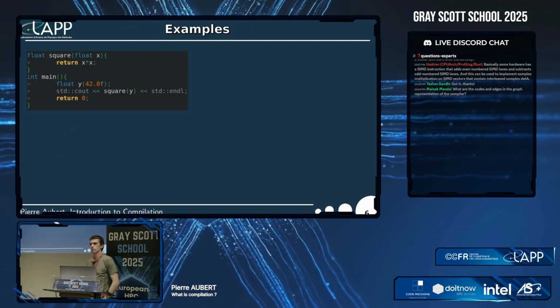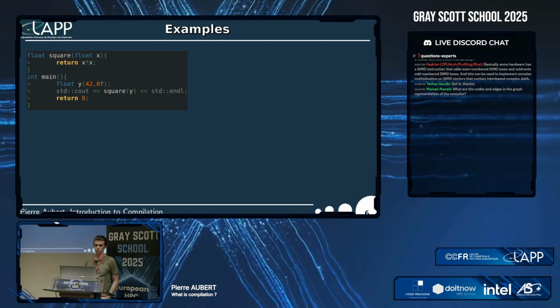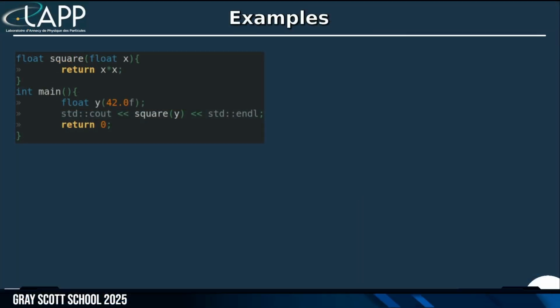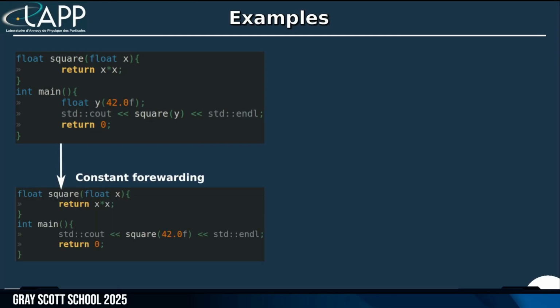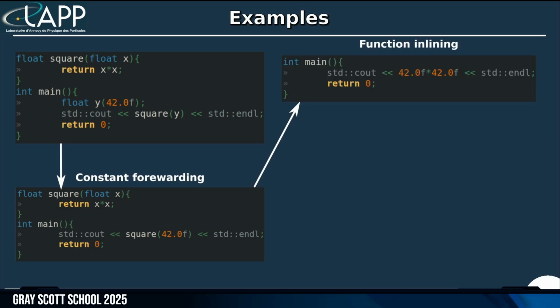Let's start with this square program. So we have a program to compute the square of a value. So first thing I can do is to do some constant forwarding. So instead of having the y variable here, I put directly the value of this variable where I call it. So I don't have to get the variable in my register, stuff like this. I get directly the value. It's nice. Then I can say, okay, I can inline the function because the function is really simple. So I can directly copy-paste what's in the function instead of calling it.